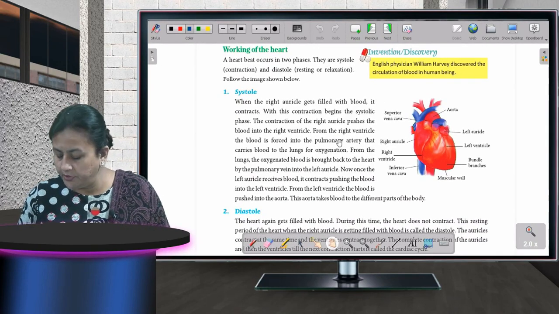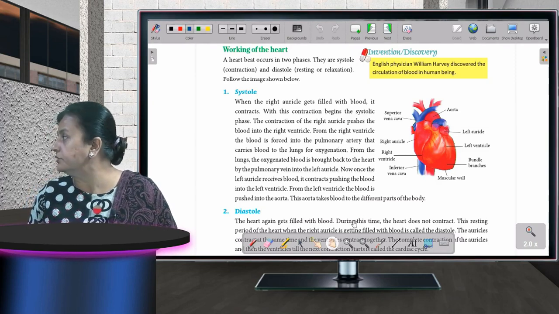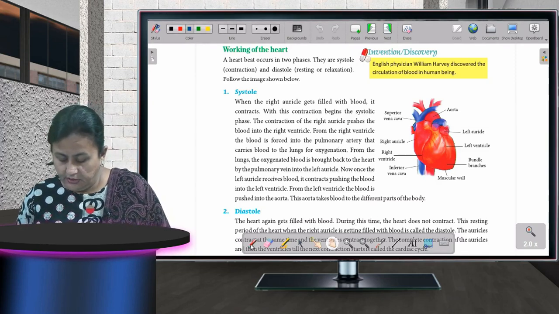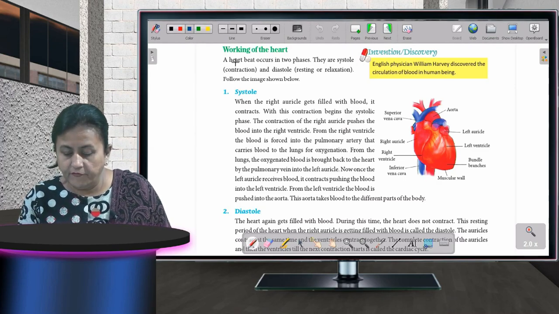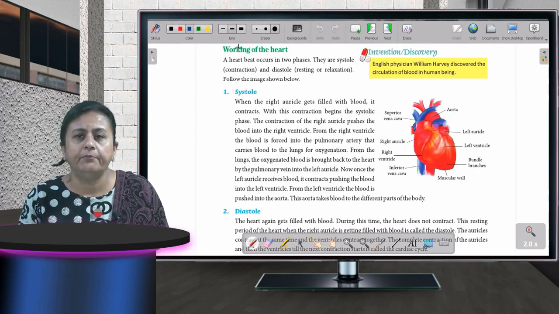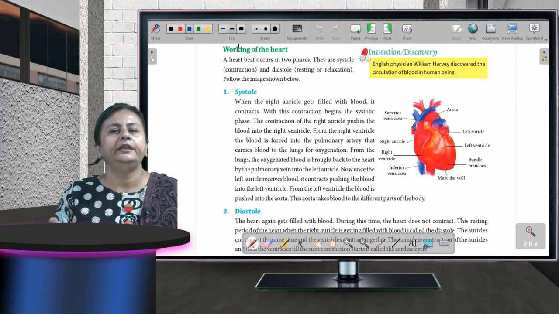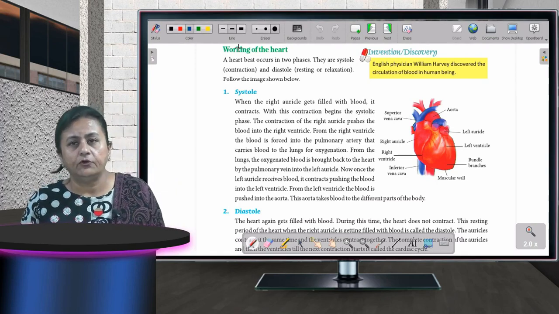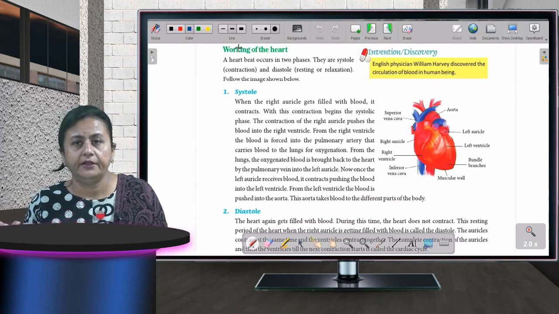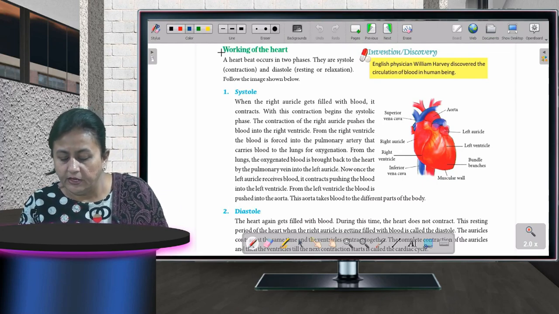Now, very important, children. Can you all see on your screens also? Fine. Then, working of the heart. It is very important. You should understand it very nicely. I'll go very slow so that the things are very clear to you. Working of a heart.